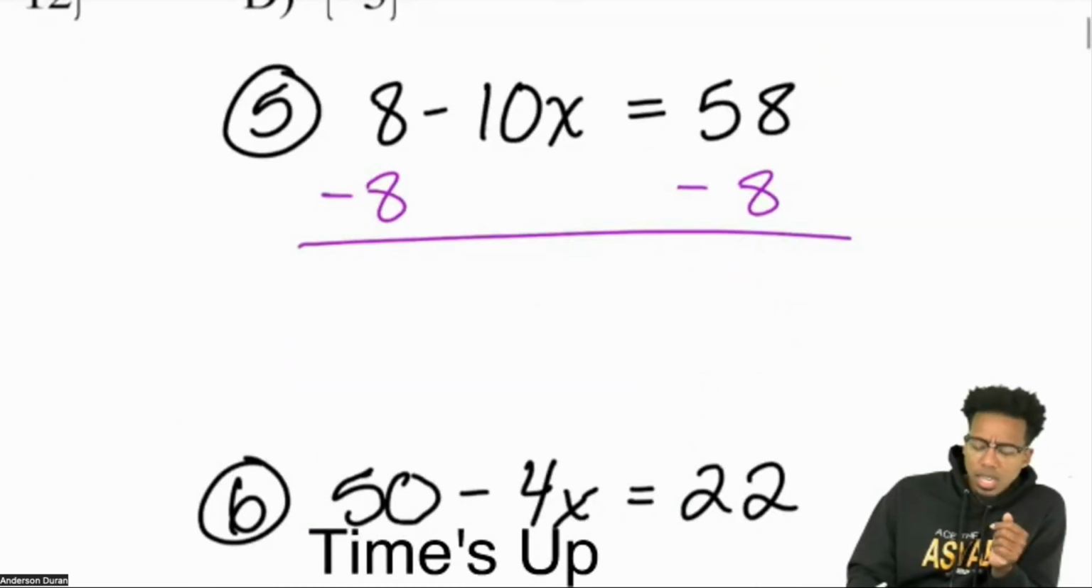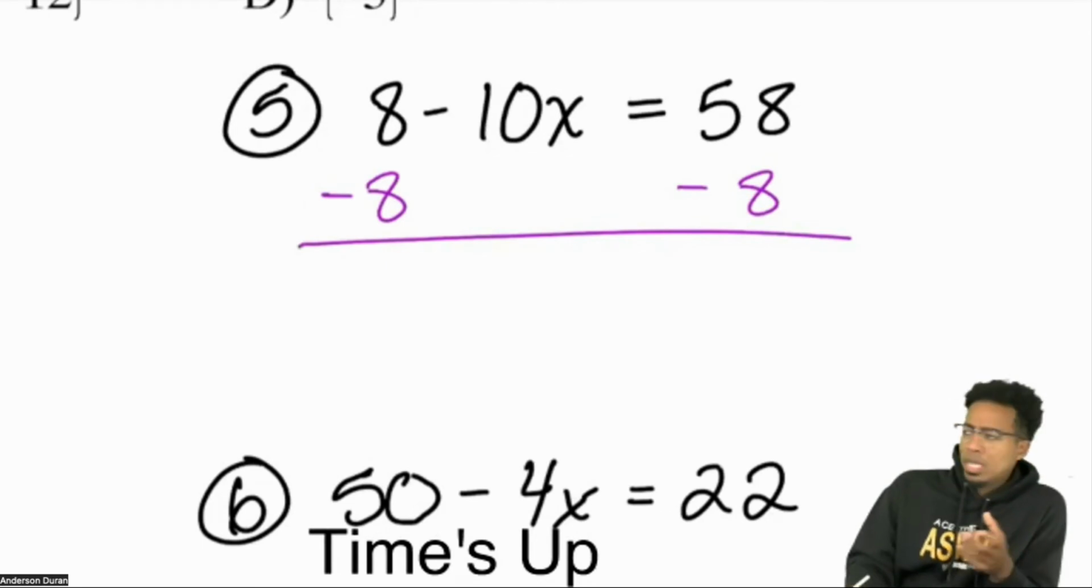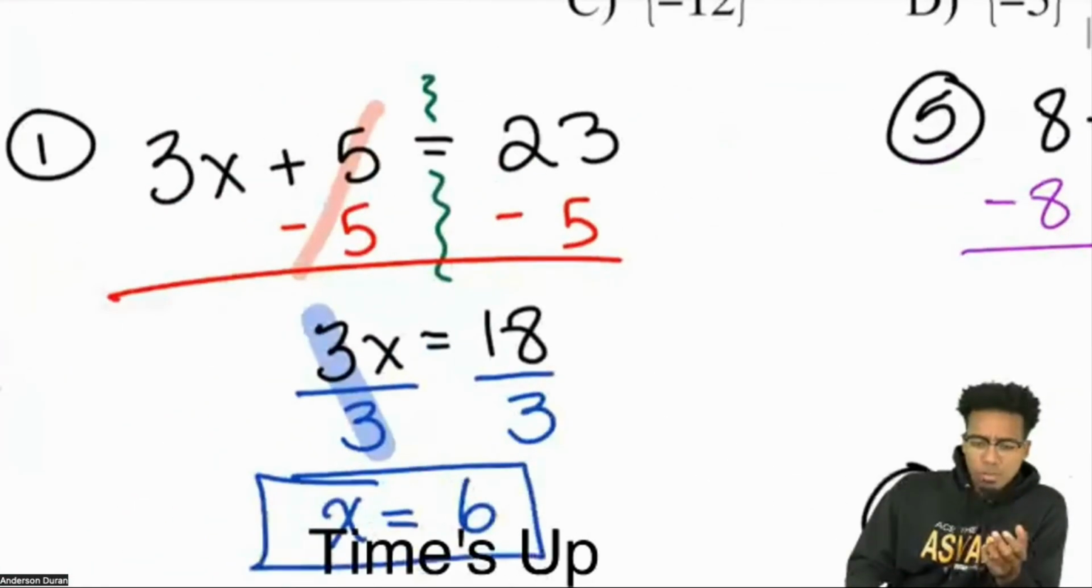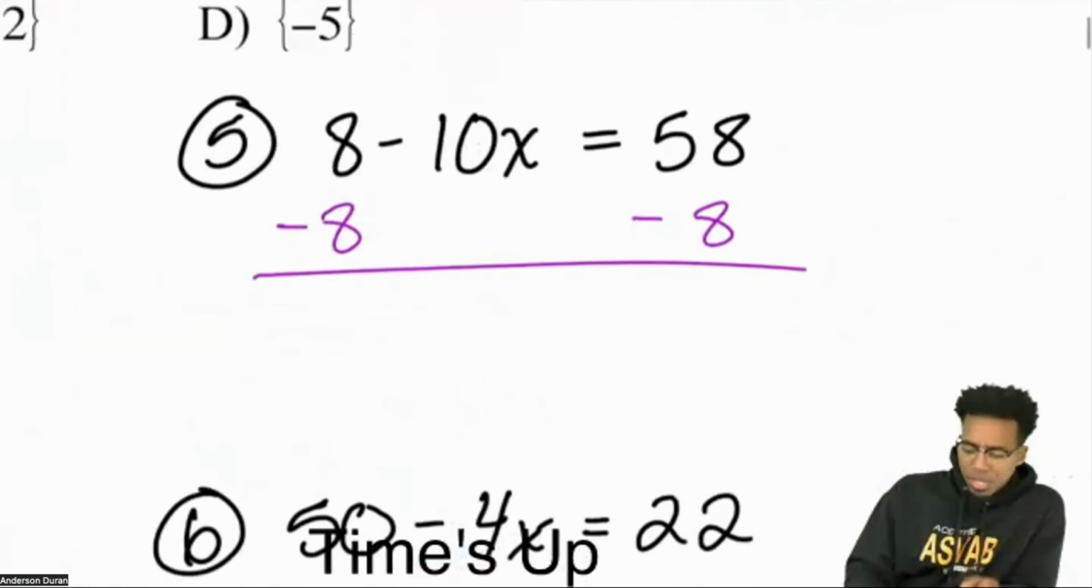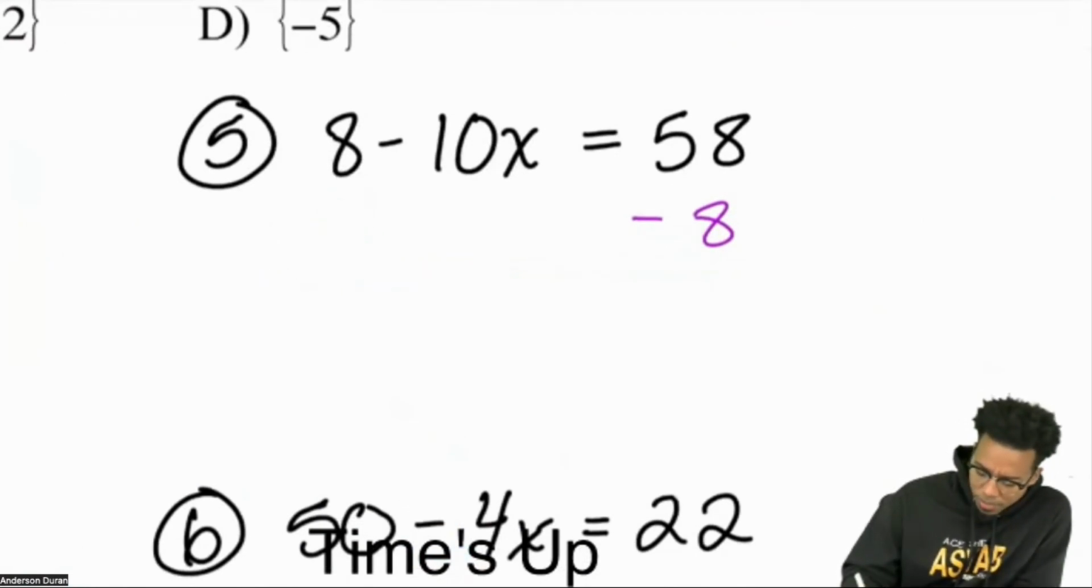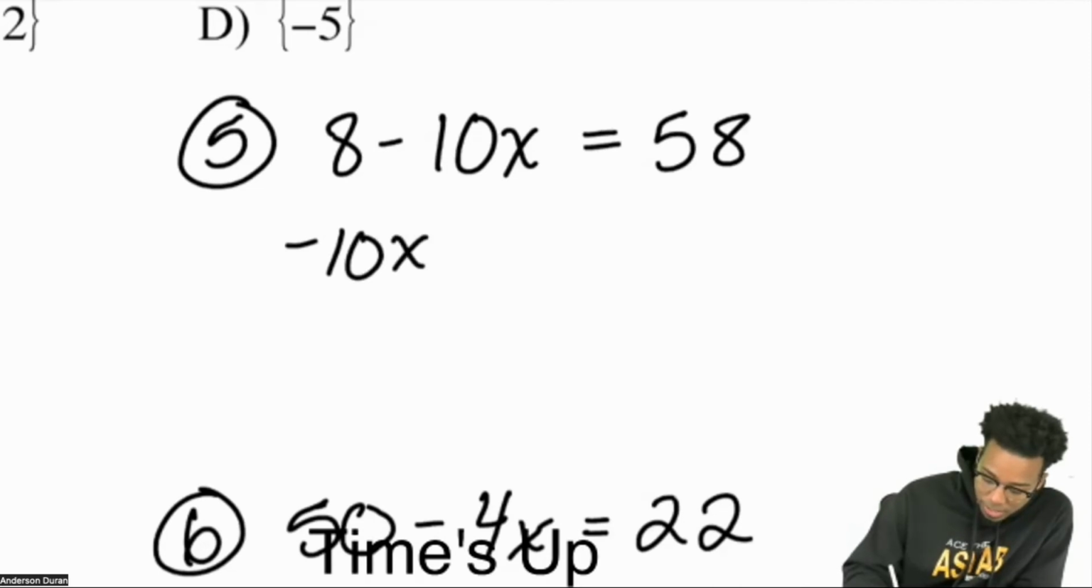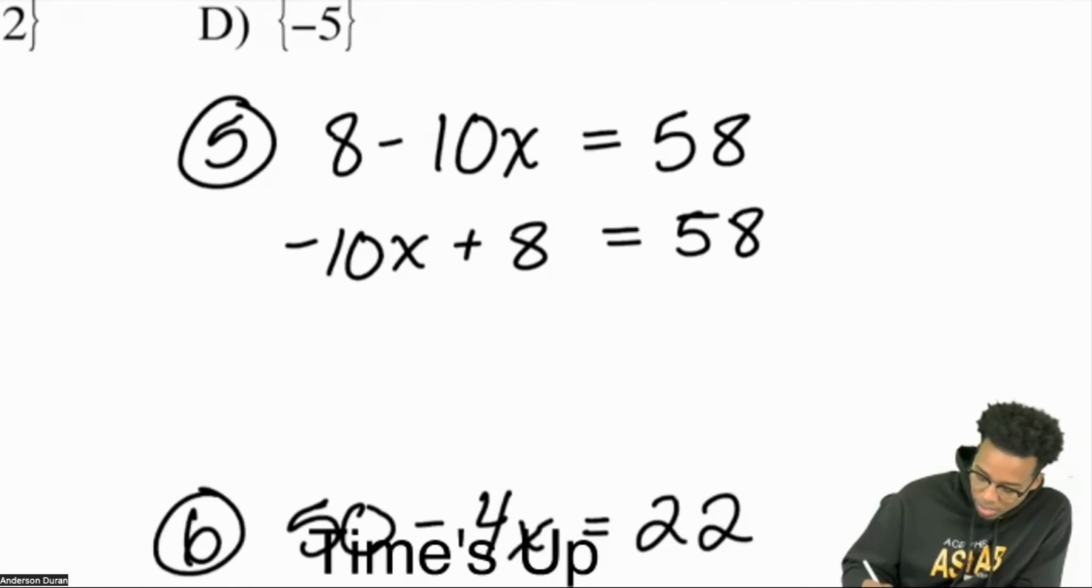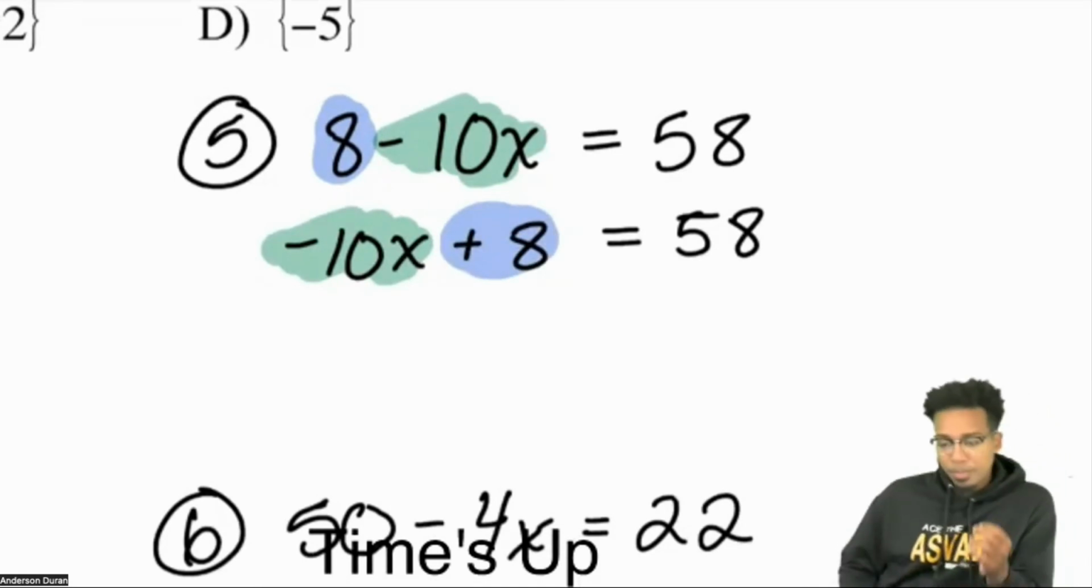So when you're looking at 8 minus 10x equals 58, this is just like the other problems that we've been doing. Because you can rewrite 8 minus 10x. That's literally the same thing as saying negative 10x plus 8. All I did was make sure to bring the sign with me. I just moved it to the front, but it's literally the same thing.